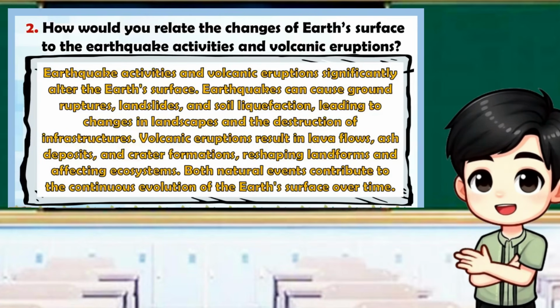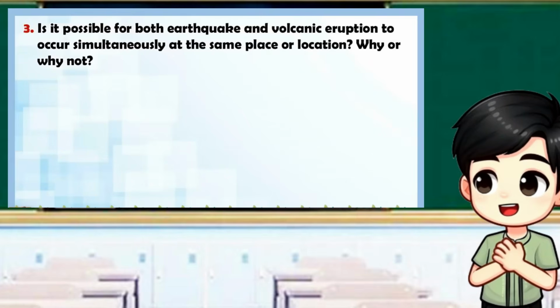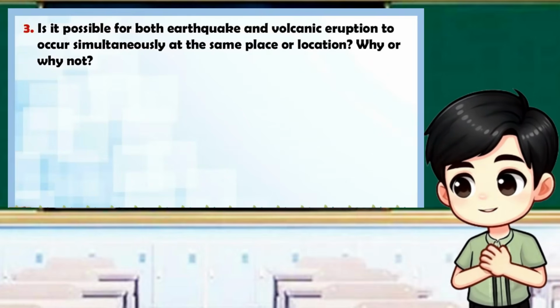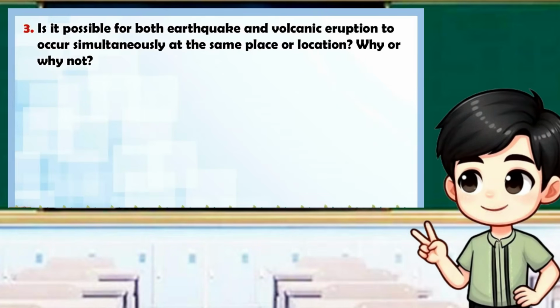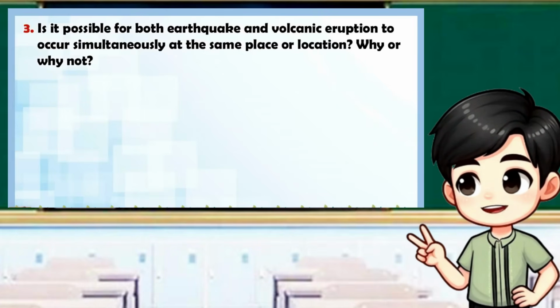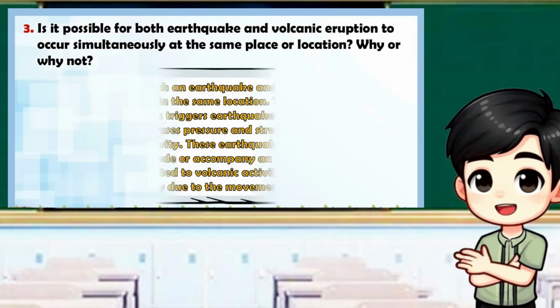Both natural events contribute to the continuous evolution of the Earth's surface over time. And for the third question, is it possible for both earthquake and volcanic eruption to occur simultaneously at the same place or location? Why or why not? And here is my example answer.